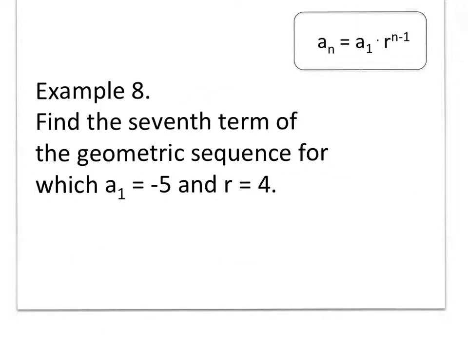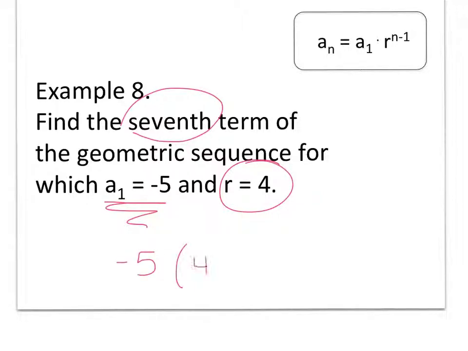Okay, so let's try another one together. We want to find the 7th term. The geometric sequence tells us that the first term is -5, and R is 4. So we don't have to do any work ourselves, we just have to plug in that information. So you're going to have this. So you have -5, which is your first term. We're going to subtract the exponent, so you've got times 4 to the 6th power. And now you have to figure out what that answer is going to be. Again, I want you to find that answer, and we'll talk about it next time.